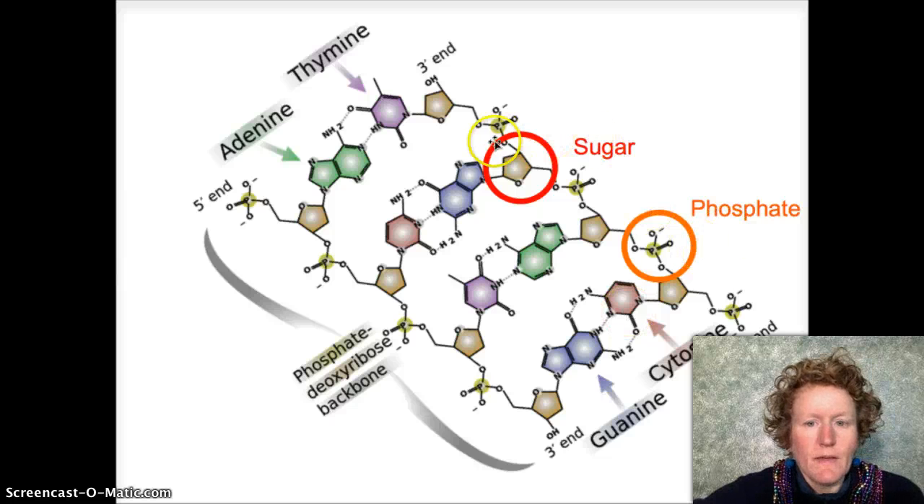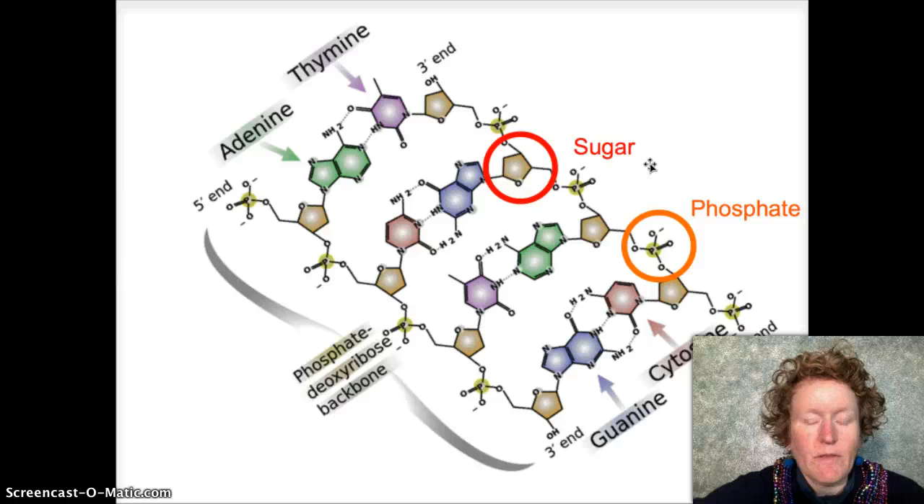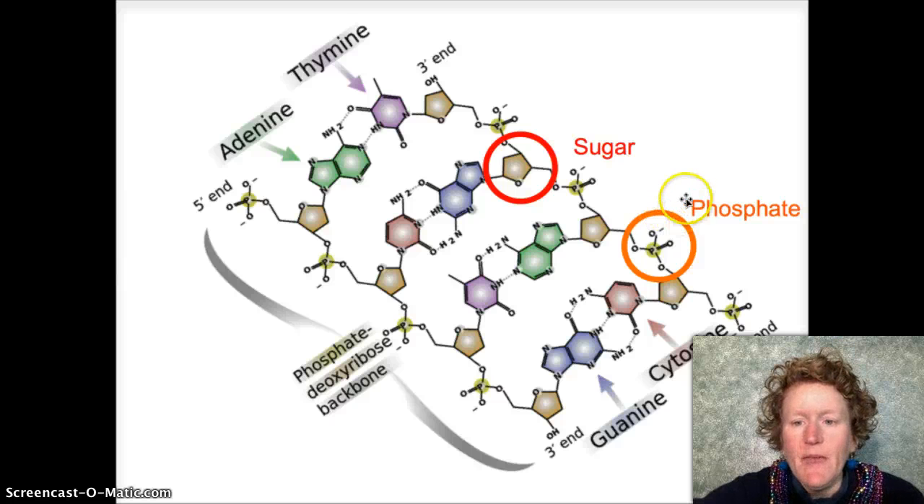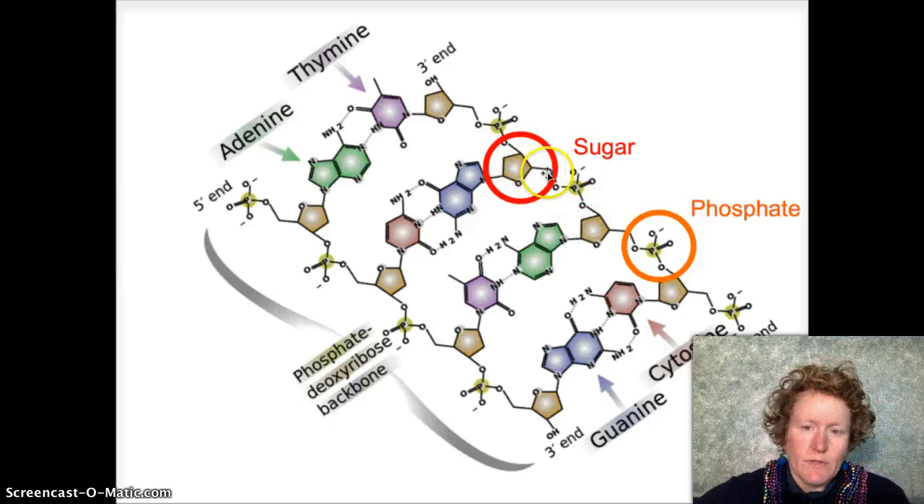Here's a more close-up look. Here's the sugar. It's a pentagon shape. It's called a pentose sugar. Pent means 5. Hopefully you remember that from geometry. And the phosphate group right here glues the sugars together. It's like the linking Lego between two different sugar shapes.